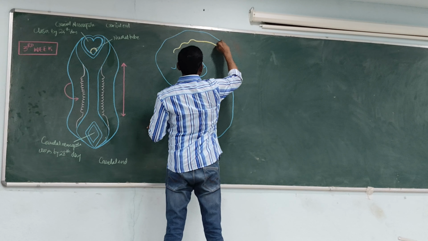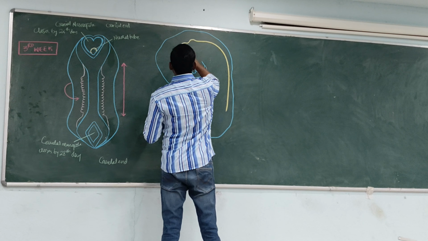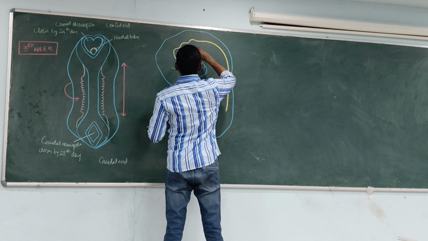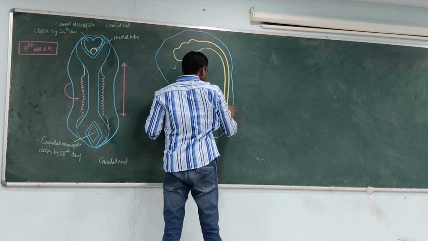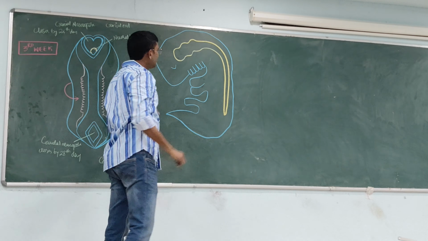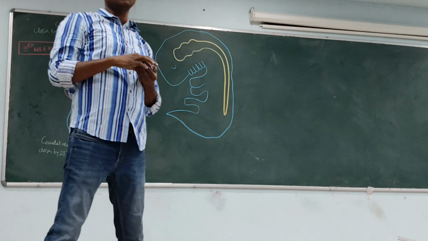So for this embryo, again in the upper part, you know that something was developing like this, yellowish color. That is nothing but the neural tube, right? Which is forming the system. That is the central nervous system and the peripheral nervous system, right? This is how the embryo appears during the 5th week of development.